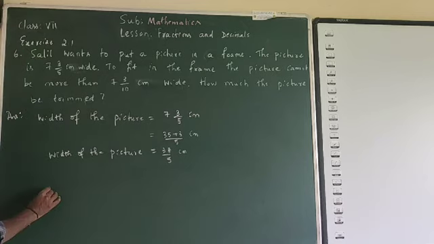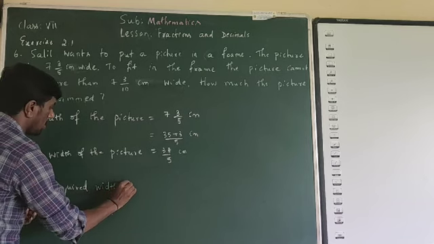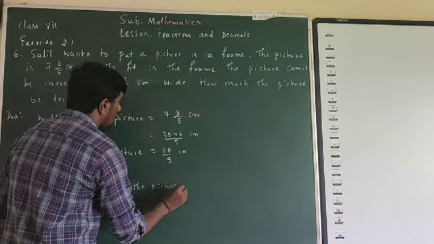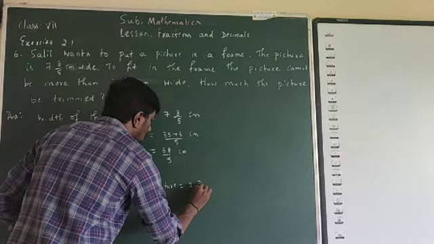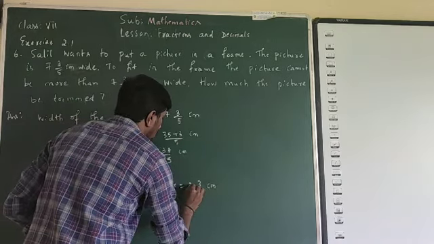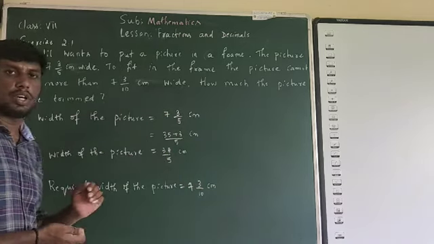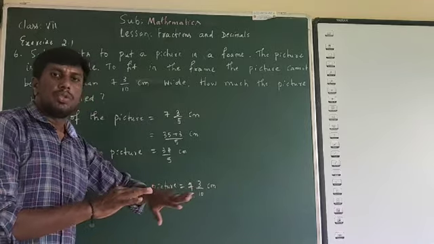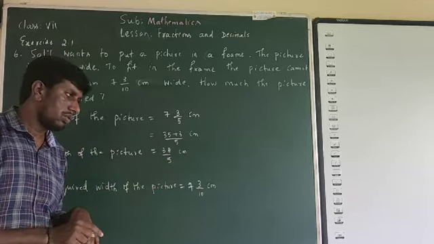So what will be the required width? Required width of the picture is equal to 3/10 centimeter. This is the required width of the picture in order to fit it in the frame. If the width is more than this, then we can't fit that picture inside the frame. We need to trim it, right?